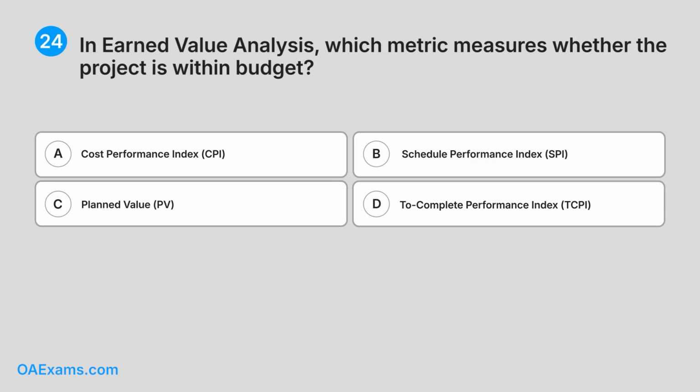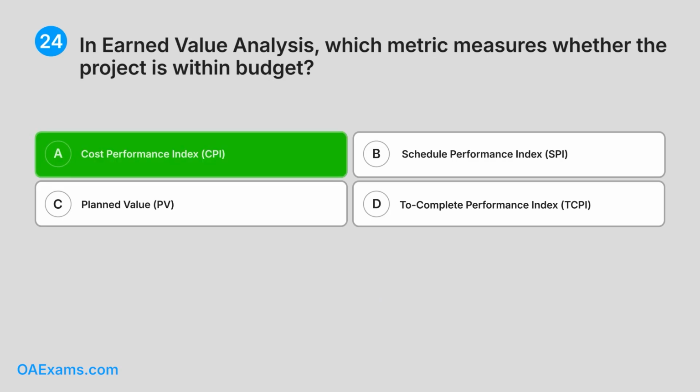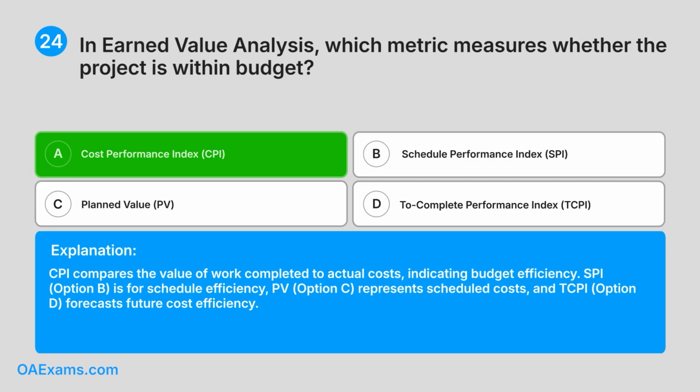Correct answer: A. Cost Performance Index, CPI. Explanation: CPI compares the value of work completed to actual costs, indicating budget efficiency. SPI, option B, is for schedule efficiency. PV, option C, represents scheduled costs, and TCPI, option D, forecasts future cost efficiency.